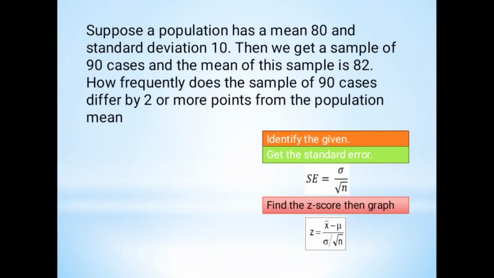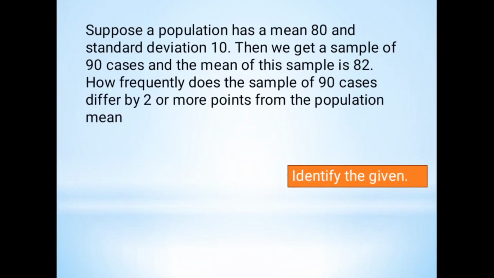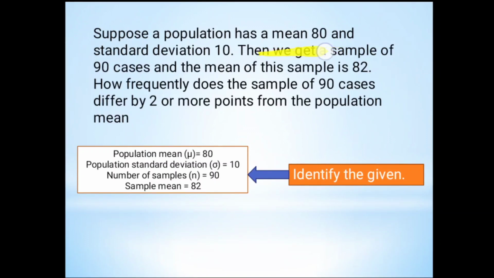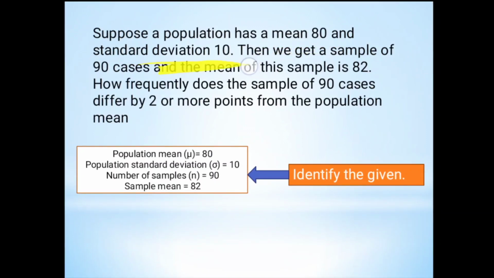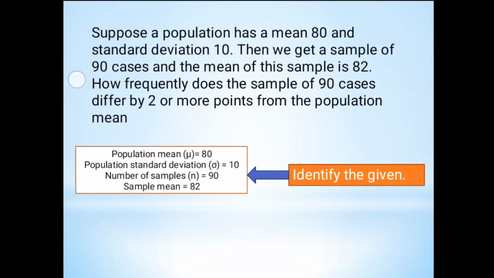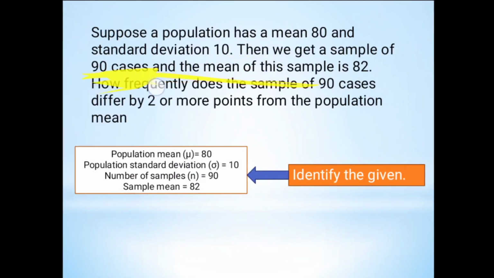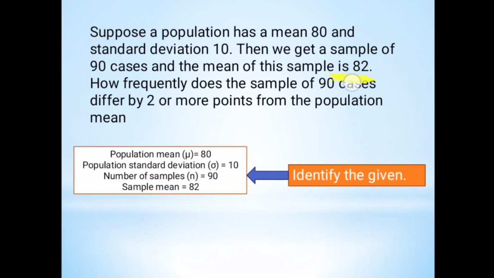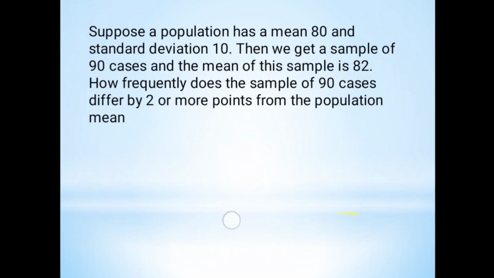So let's solve the problem. First, we have to identify the given, and the given are population mean we have 80, population standard deviation 10, the number of samples or sample size 90. Okay, 90 cases. Then sample mean we have 82. Okay, so after that, let's find the standard error.